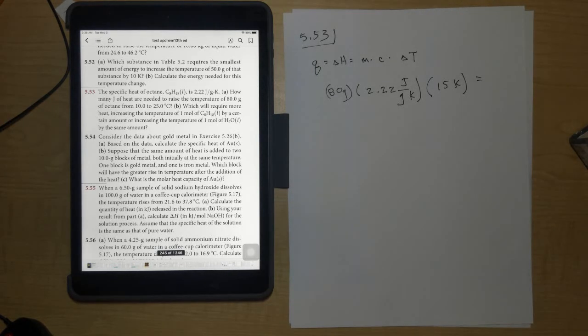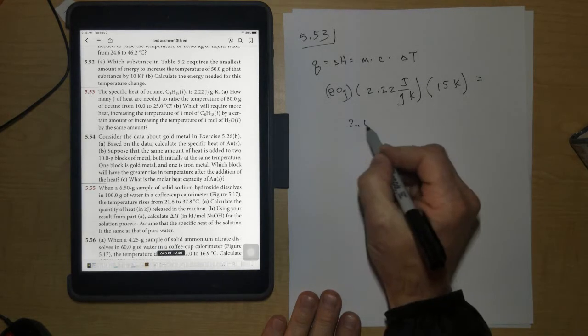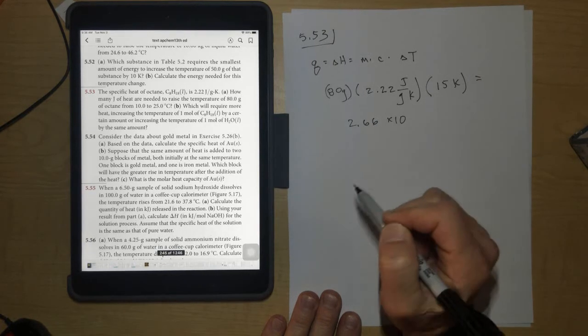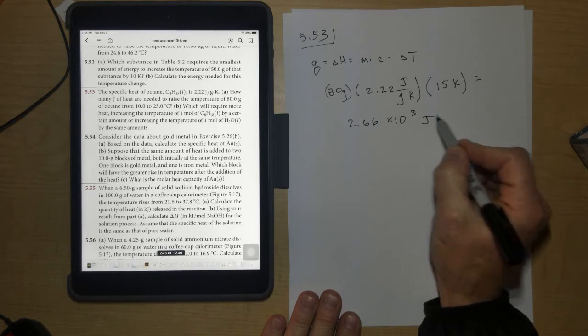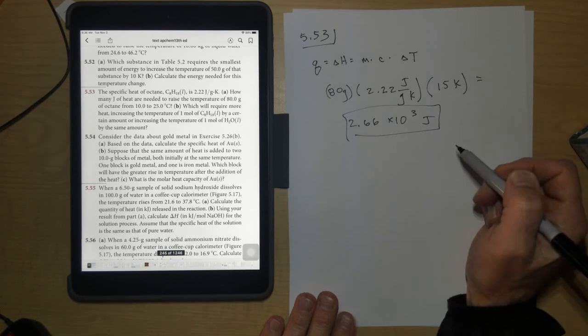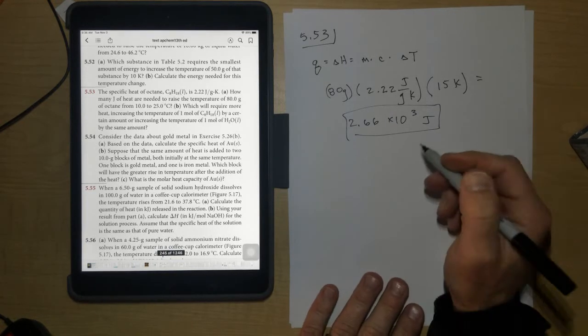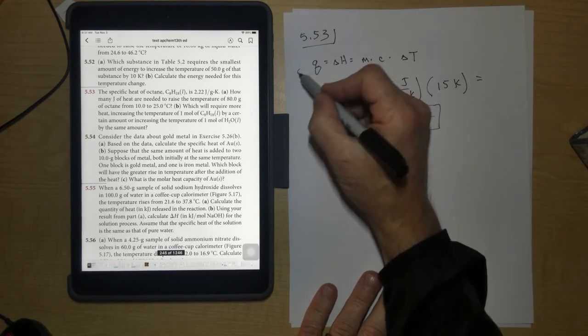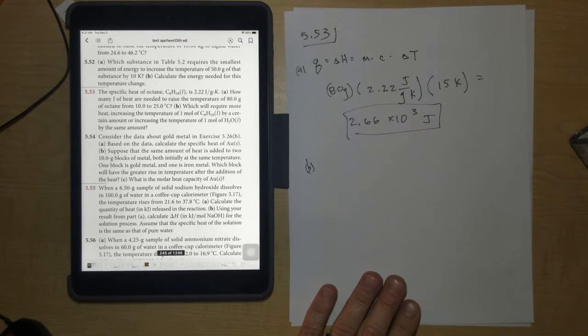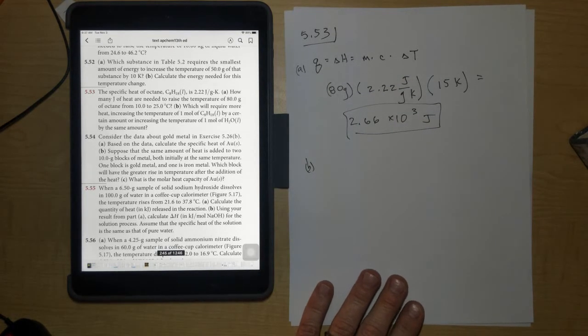This is number 53. And the answer is 2.66 times 10 to the third joules. Or if you want it in kilojoules, it doesn't ask for kilojoules, it just asks for joules. So that's letter A. Letter B, it says, which will require more heat?